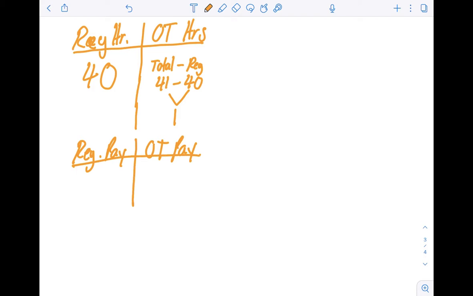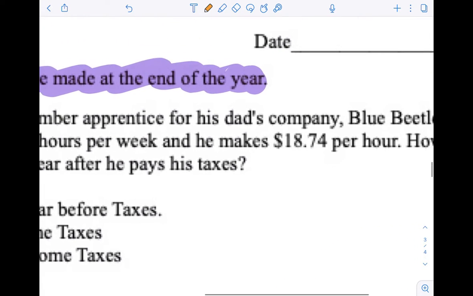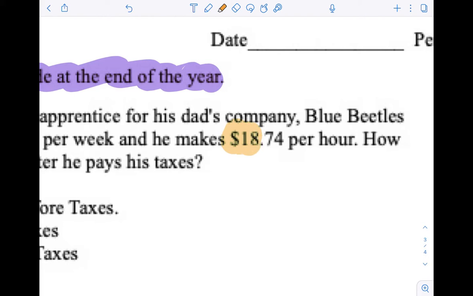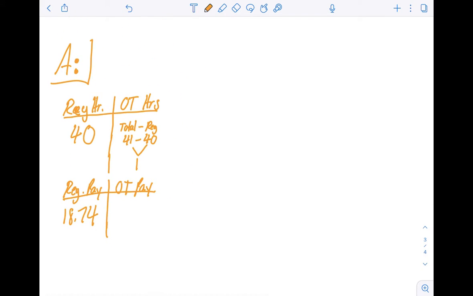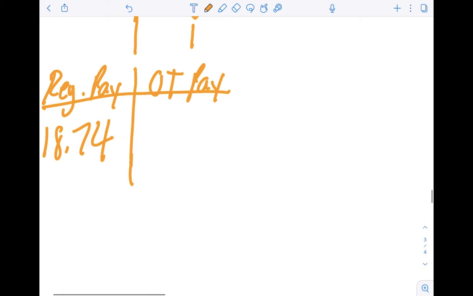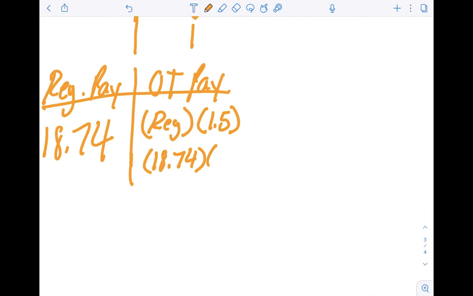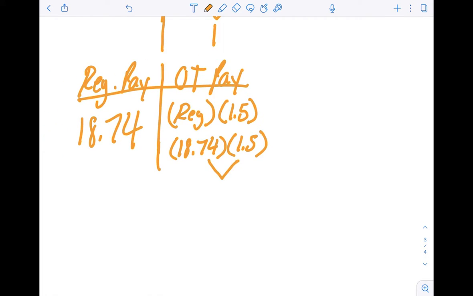Right. So regular pay, how much is he getting paid per hour? It's $18.74 per hour, right? Okay. Now how much does he make in overtime? Well, to find overtime, we take regular pay and we multiply it times 1.5. So his regular pay was $18.74 times 1.5, right? And we're going to get his overtime pay.